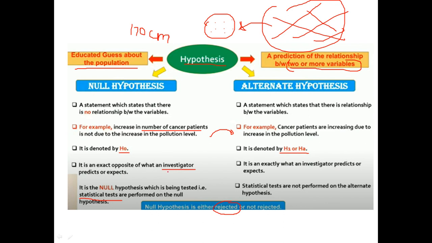This is the opposite of what we are expecting, and this is in correlation with what we are expecting. And we do not perform any test on the alternate hypothesis. That is also a thing. We just focus on the null hypothesis and we want to reject it. So we will conduct an experiment and try to say that this null hypothesis I want to reject or do not reject. That is all we have. Do you have any question on this? No. Yeah, okay.